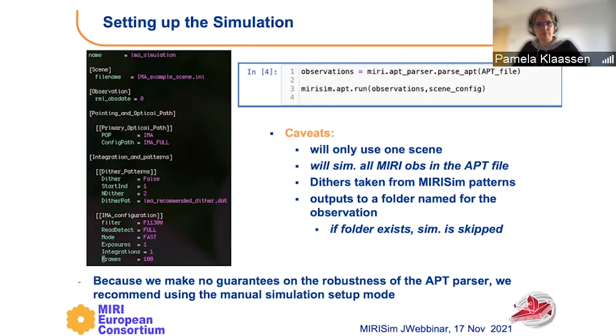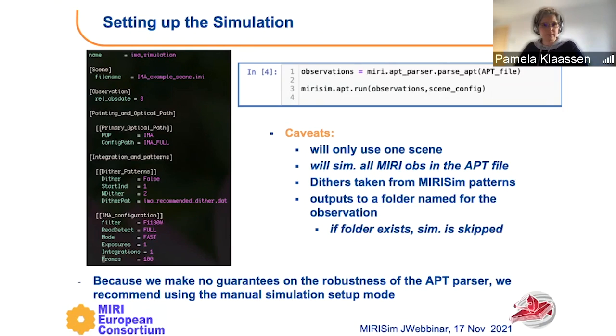So you want to specify all of the MIRI parameters. You can do that in your ini file, although if you're going to do anything looped, for instance, running MRS simulations, I would recommend doing it within Python because it makes it easier to loop through the settings. You can also extract MIRI observations from an APT file.